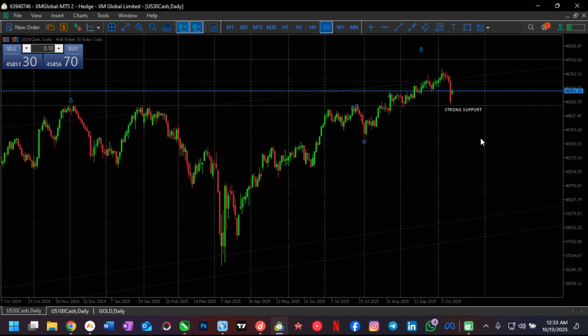Because on Friday it closed lower at this strong support level right here. What this tells me, or what this gave me as confidence, is that no matter what happens, the market is definitely going to open higher, because it bounced off at a point that is a strong level in the market.